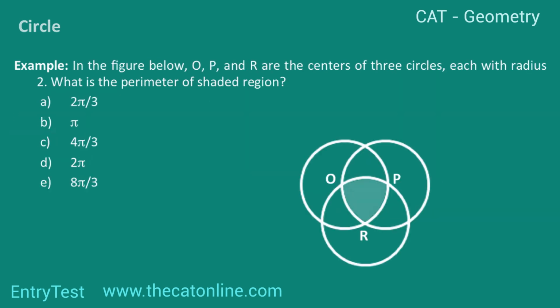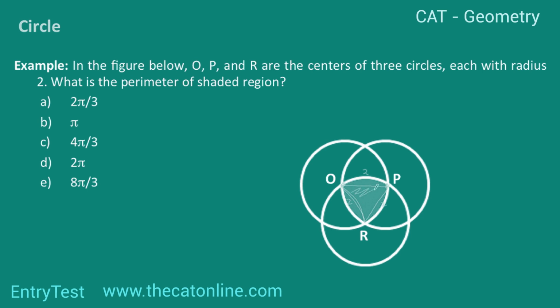Let's look at another example. In the figure below, O, P, R are the centers of the three circles, each with radius 2. What is the perimeter of the shaded region? Now if I join OP, it will be a line that would measure 2, because it is from the center of this circle to the circumference of this circle. OR is also a straight line, so it would also measure 2, and RP would measure 2.